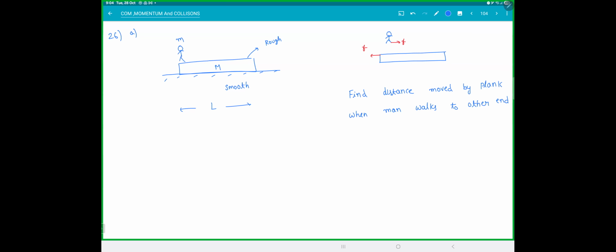That means it doesn't depend on the mass of the man and the plank. You take an elephant and keep it on the plank, it will move the same distance as an ant. I hope the question is clear, everyone. How do you approach this?